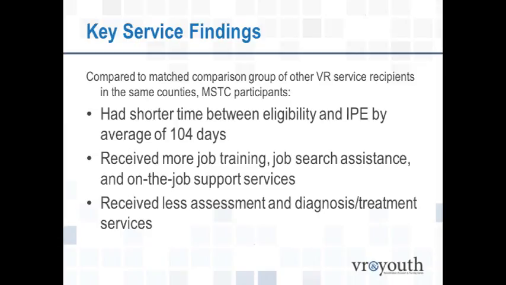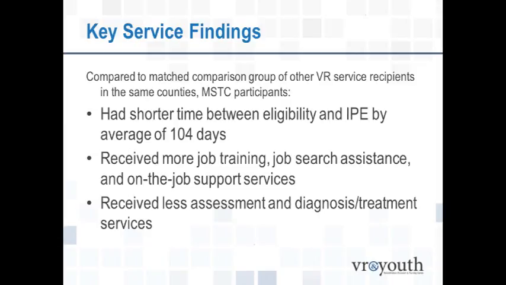So comparing the two groups, MSTC students had a shorter time between eligibility and the development of the individual employment plan. That should be IPE written rather than IEP. But the individual plan for employment, IPE. Those of you who are familiar with that lingo, this refers to the plan that's developed for each client of vocational rehabilitation services. So by an average of 104 days between eligibility and the development of the IPE, MSTC students, that happened earlier for them.